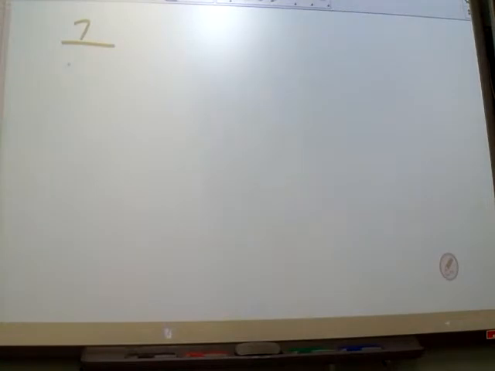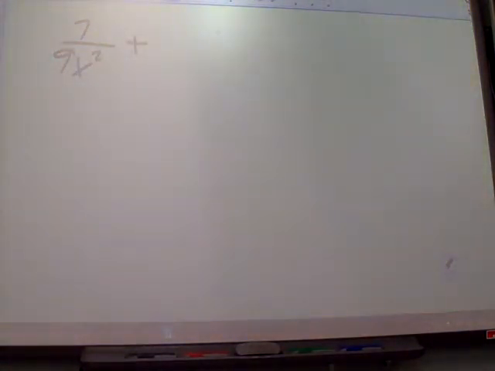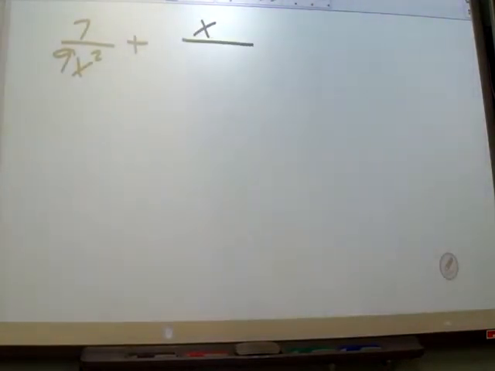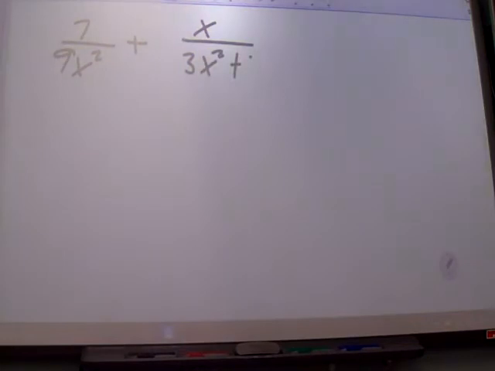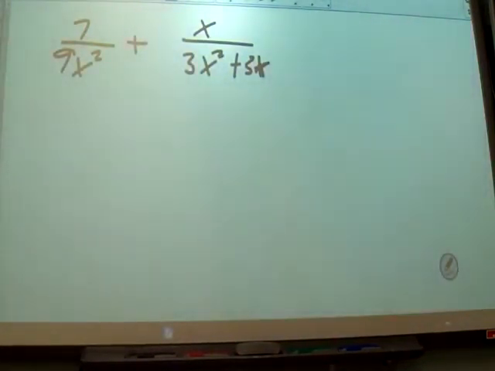Alright, now I've got 7 over 9x squared plus x over 3x squared plus 3x. Alright, so we just jumped in the deep end right here. Obviously not a common denominator. 9x squared is not the same as 3x squared plus 3x. So that's our job, we have to get a common denominator before we can combine these.